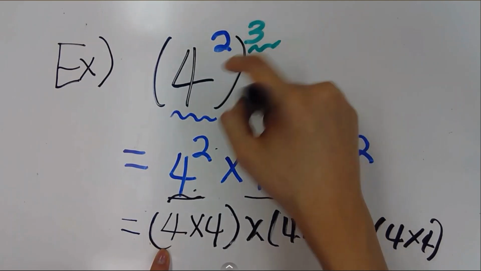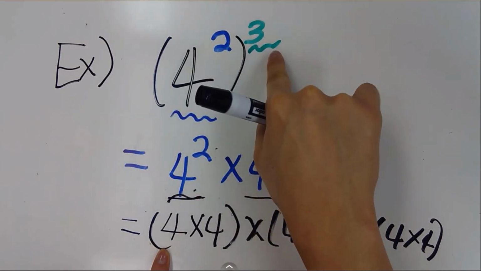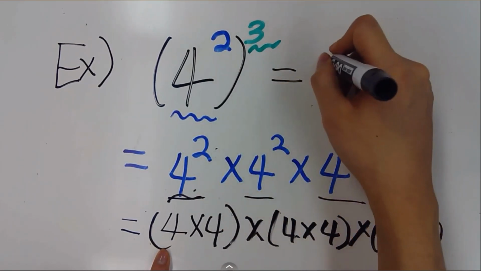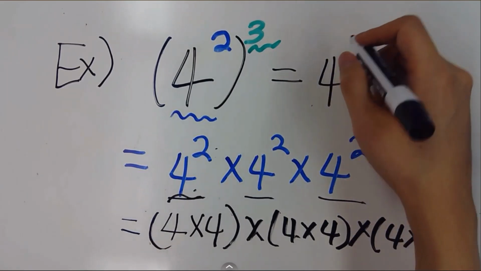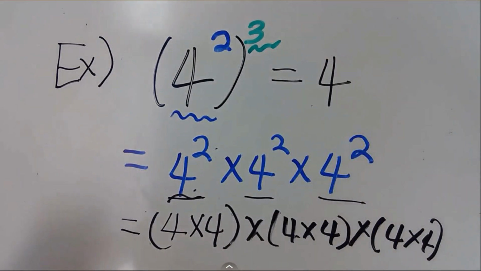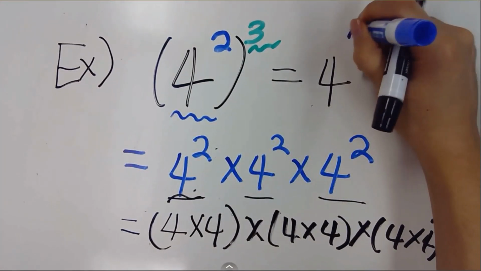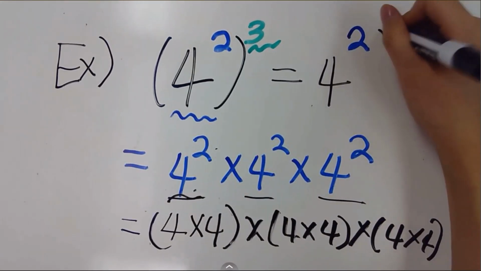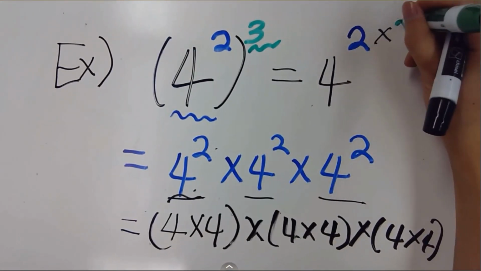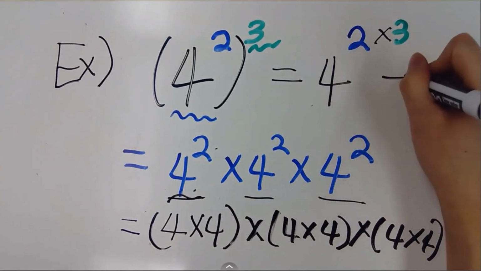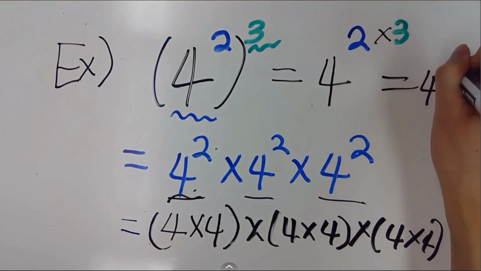So 4 squared to the power of 3 actually gets simplified to 4 to the power of 2 times 3, which is the same as 4 to the power of 6.